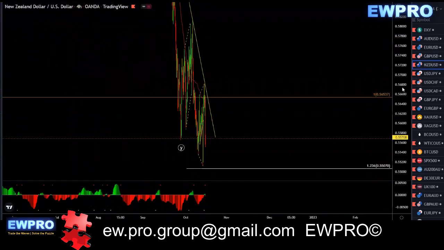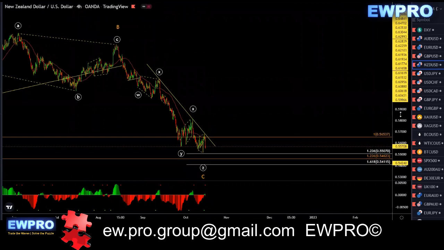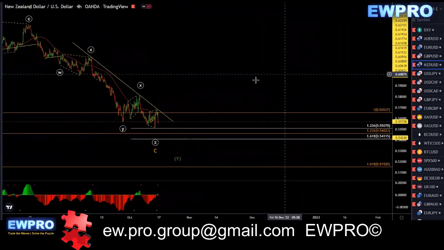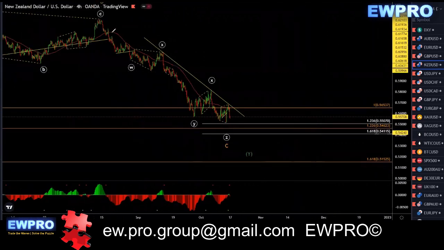NU on the H4. So we're getting those 5 down. We got that bullish divergence. We're still within this trend line. It never broke out of this trend line.